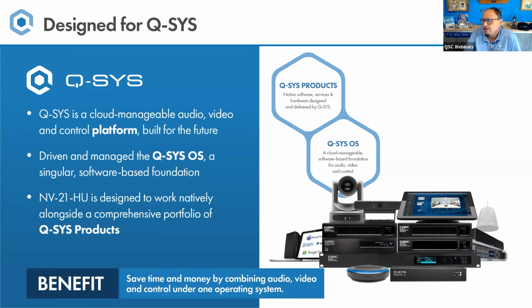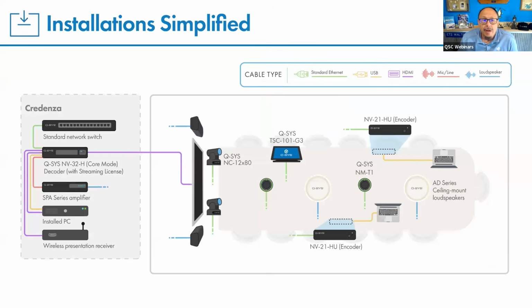The NV21U is designed to work natively alongside a comprehensive portfolio of products, along with the NV1 as well. So if you start looking at a couple of example systems and rooms here, here's a simple installation. I think I was mentioning before, in the credenza, we have a standard network switch. We have an NV32 that's working in core mode with a decoder streaming license, so it's set up as a decoder in here.